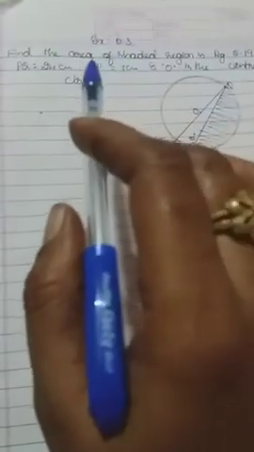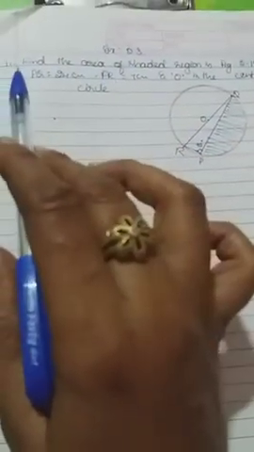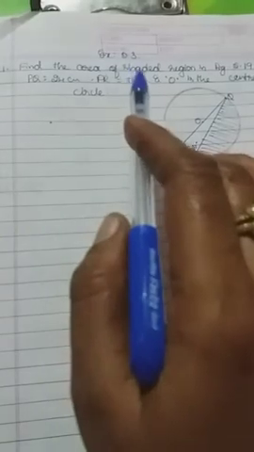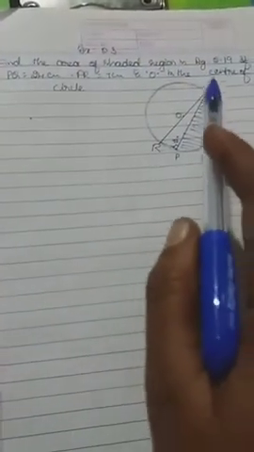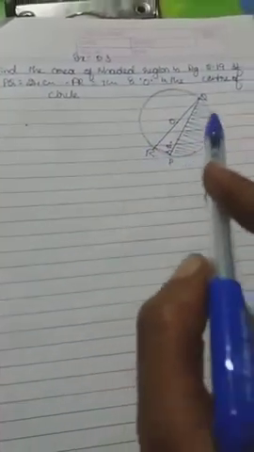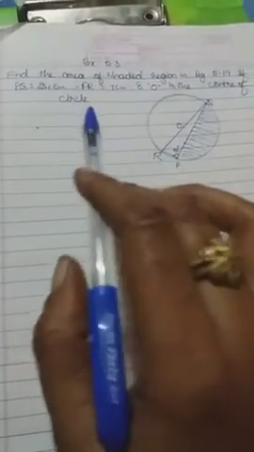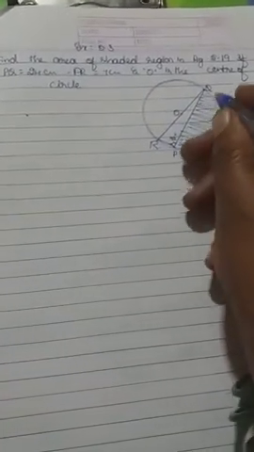Hello students, today we move on to the new exercise 5.3. Let us read the first sum in this. Find the area of the shaded region in figure 5.19. This is the figure. If PQ equals 24 centimeter, that has been given.